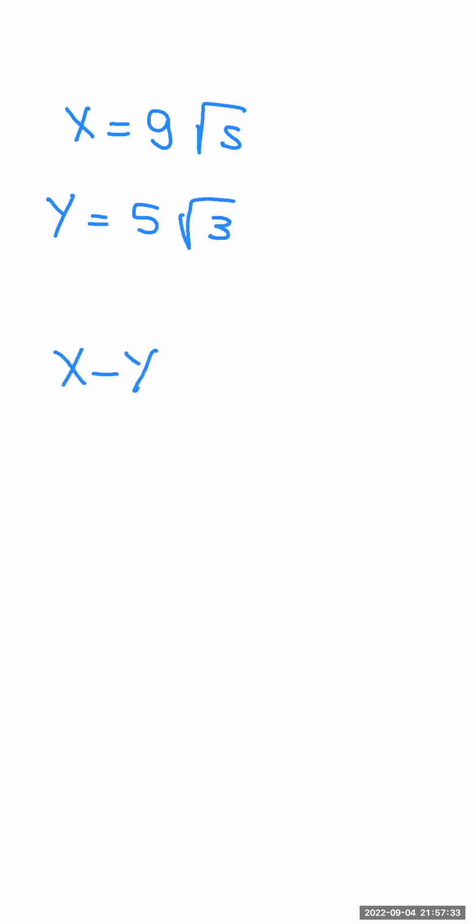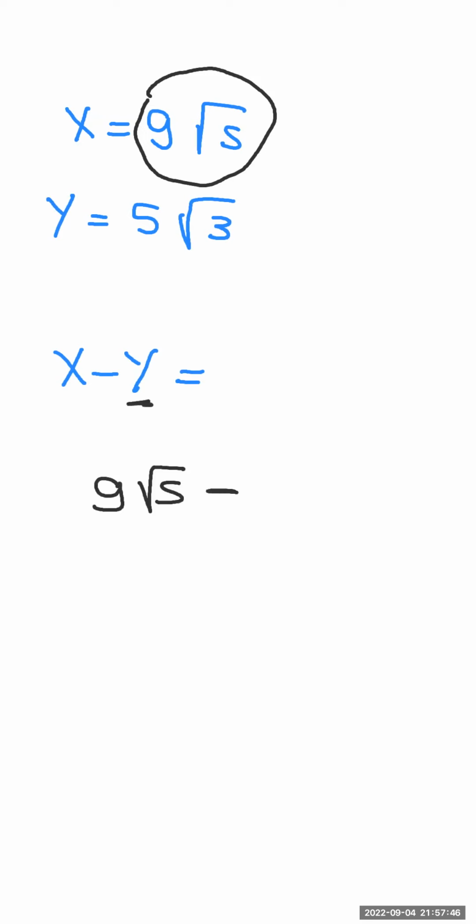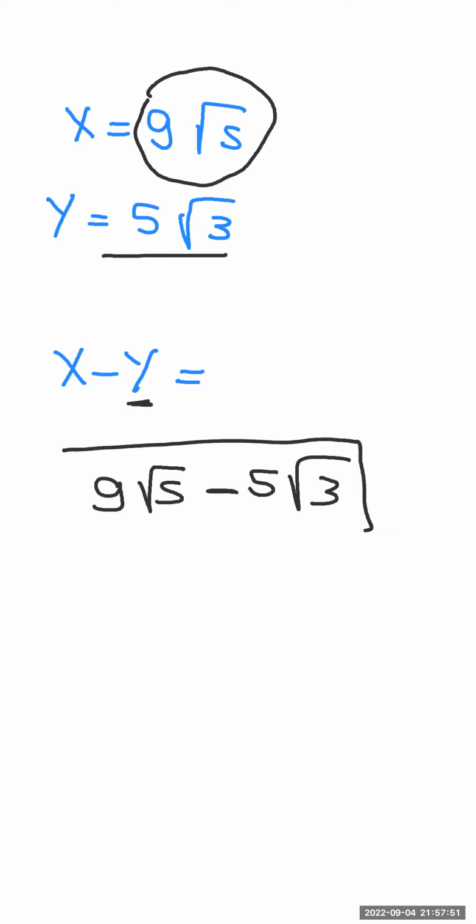The next question: if x equals 9 square root of 5 and y equals 5 square root of 3, then x minus y equals. Here, x minus y is 9 square root of 5 minus 5 square root of 3. Actually, it will equal this result only. I can't simplify it. Why? Because this one is square root of 5 and this one is square root of 3. Different, correct? So I'll keep it like this.